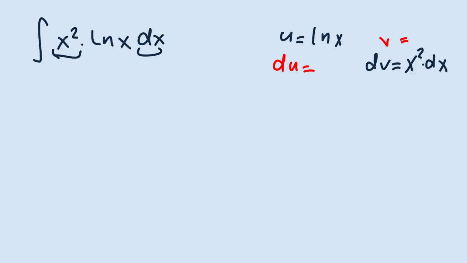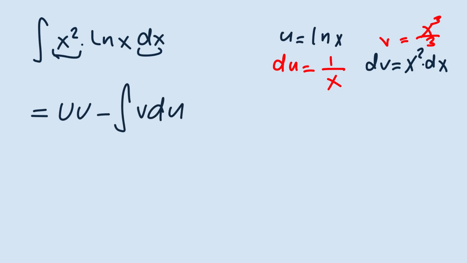Now let us find du, which is the differentiation of ln x, and the derivative of ln x will be 1 over x. And the integral of x squared: add 1 to the exponent and divide by the new exponent, which is x cubed divided by 3. Let me rewrite the formula really quick: uv minus the integral of v du. Now I can simply plug these values into this formula.